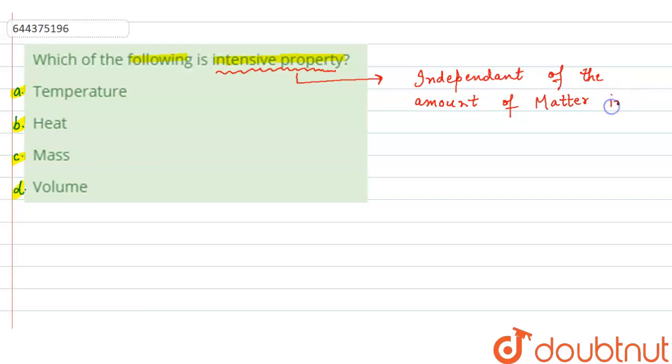So basically in thermodynamics there are two types of property. First one is intensive property. Intensive properties are those which are independent of the amount of matter present in the substance, or you can say system. So it is independent of the amount of matter in the system.